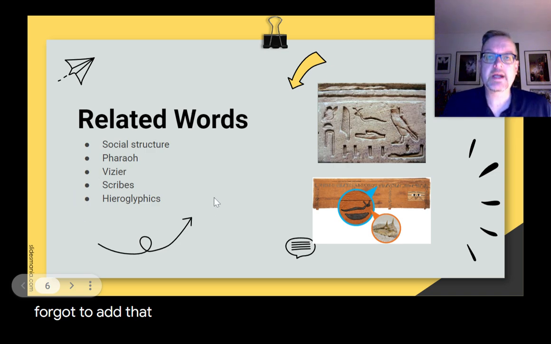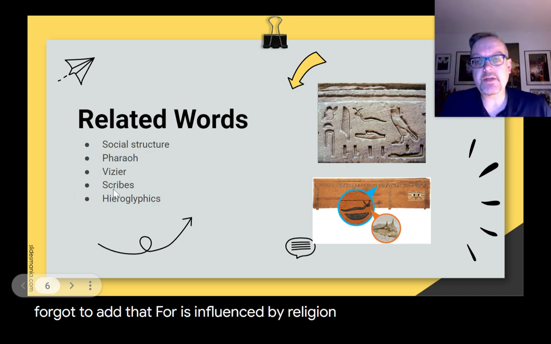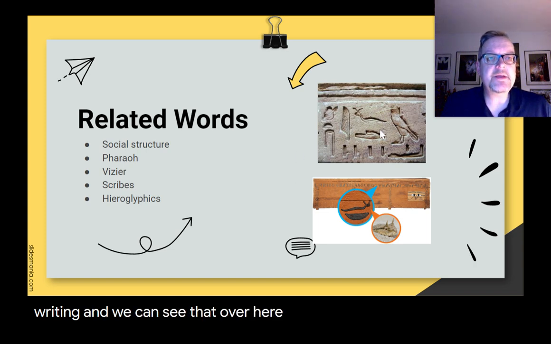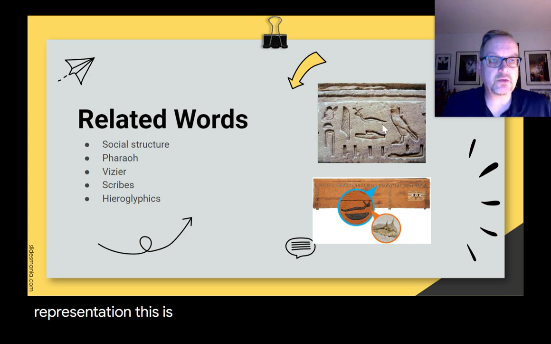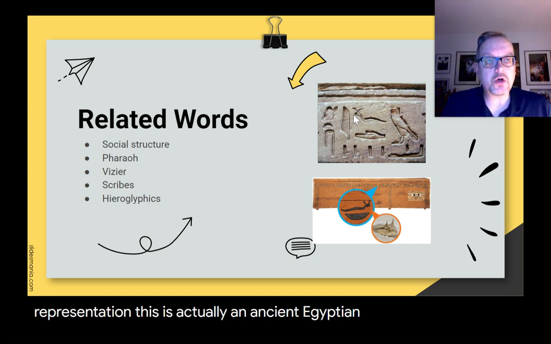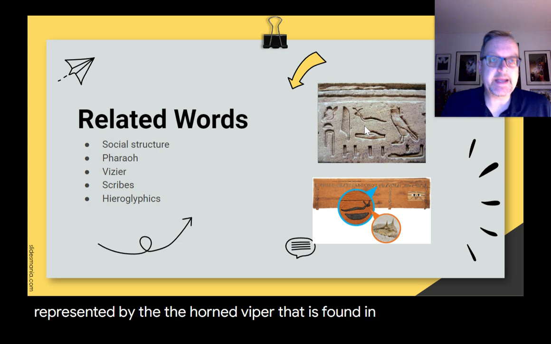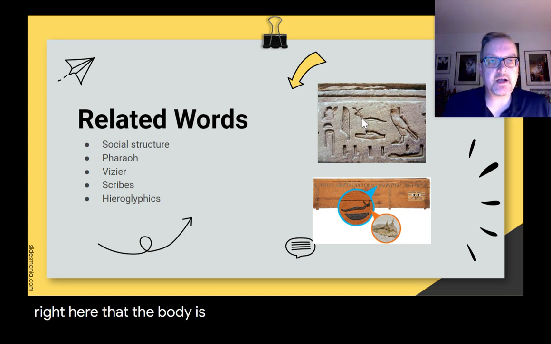Hieroglyphics, as I mentioned before, is influenced by religion. This is their system of writing. And we can see that over here. This right here is the hieroglyphic representation. This is actually an ancient Egyptian word or idea that is represented by the horned viper that is found in Egypt. You'll notice right here that the body is clearly attached to the head, but over here it is separated.